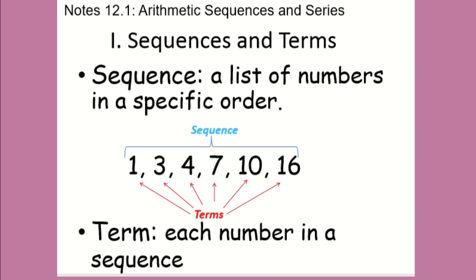Arithmetic sequences. We talked about sequences a little bit. But the terms are just the numbers themselves in the sequence. So 1 would be the first term, and 10 would be the, what is that, 1, 2, 3, 4, fifth term.